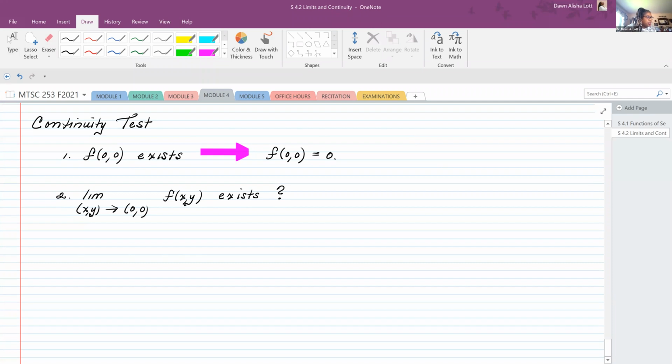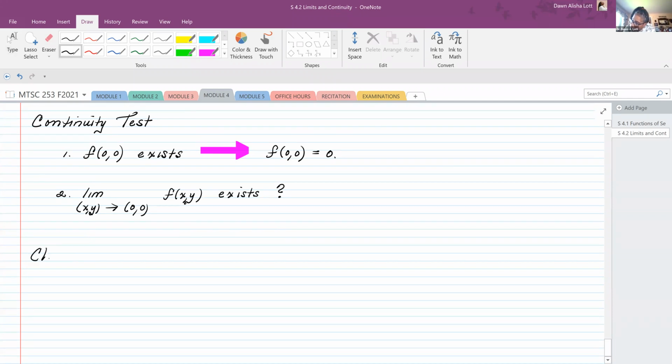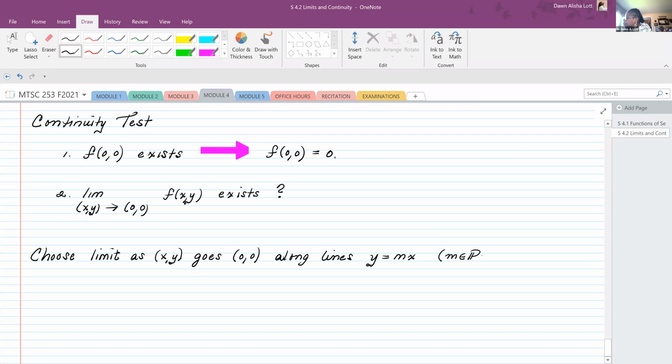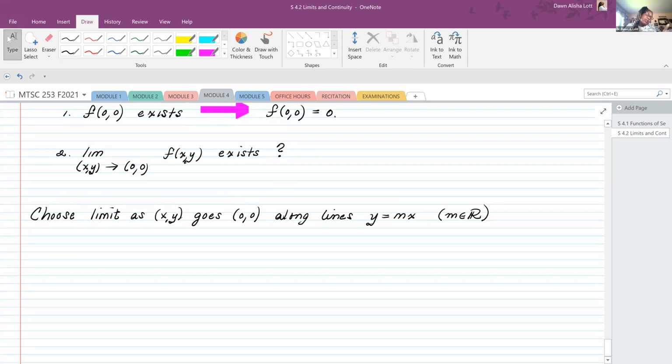So I'm going to choose to take the limit as xy goes to 0, 0 along the lines y is equal to mx. So m here is any real number. So it could be y equals x, y equals 2x, y equals a half x, y equals 12x.